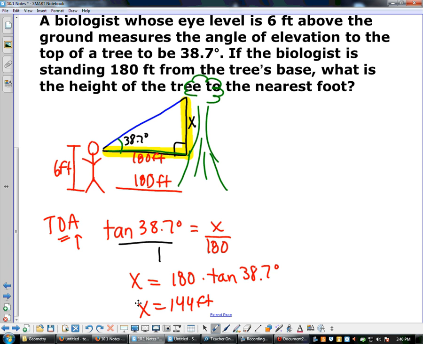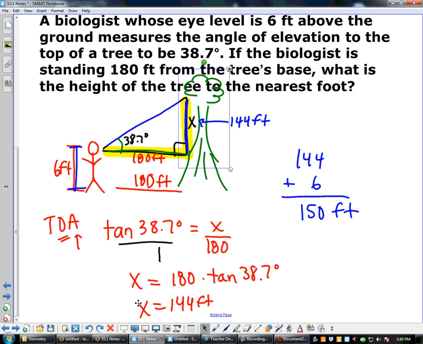We now know that this part, this x, is equal to 144 feet. I want to know what the total height of the tree is, so we have to remember that the 144 wasn't from the ground, but instead I had to account for the 6 feet that would take you from the ground to eye level. So if I take 144 feet and add it to 6, I'm going to say that my tree is approximately 150 feet tall.